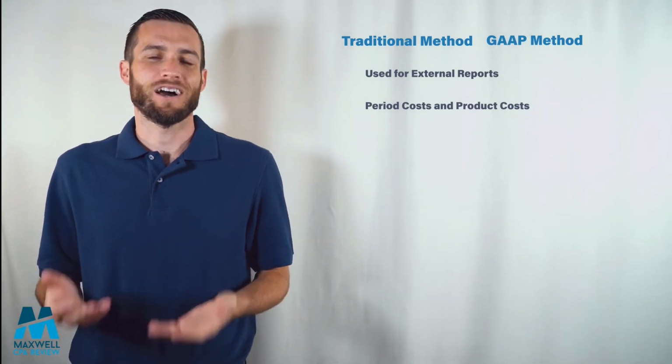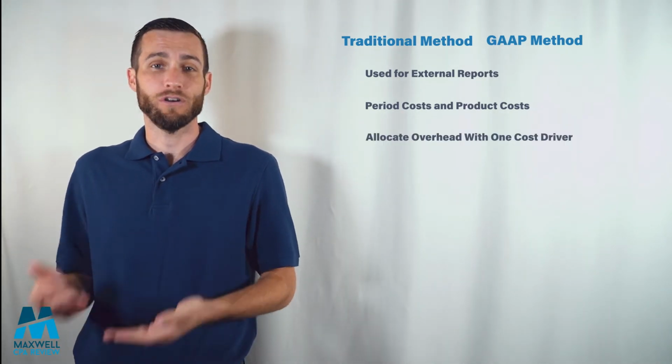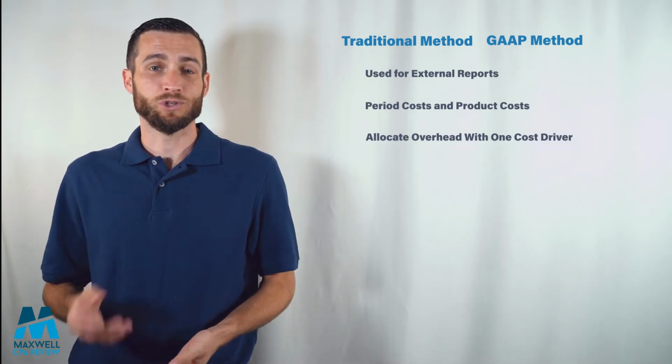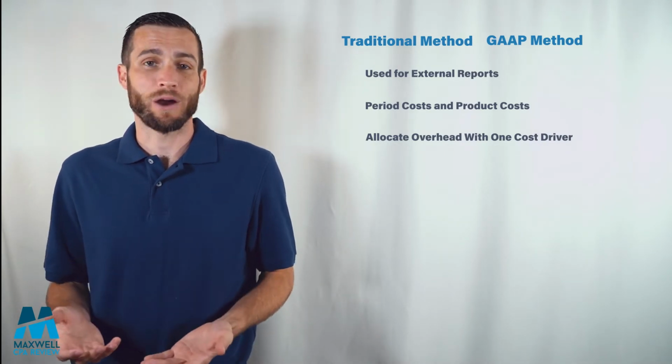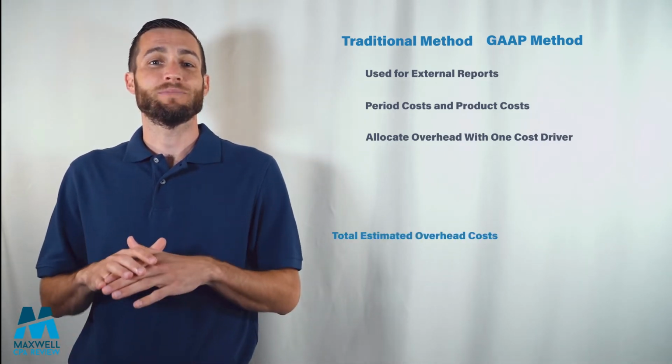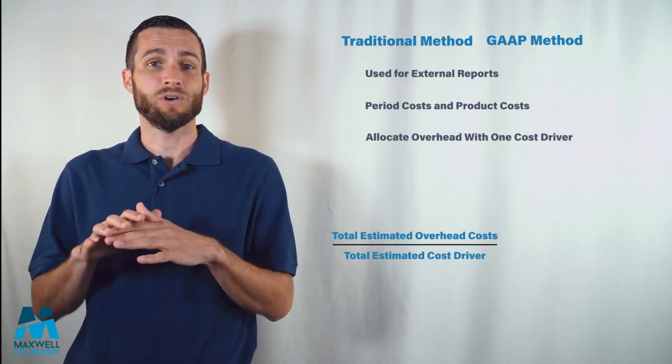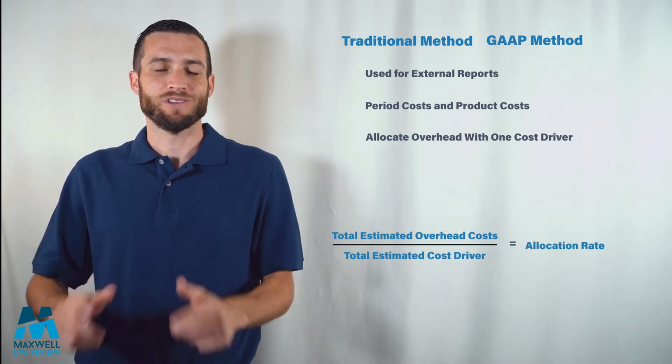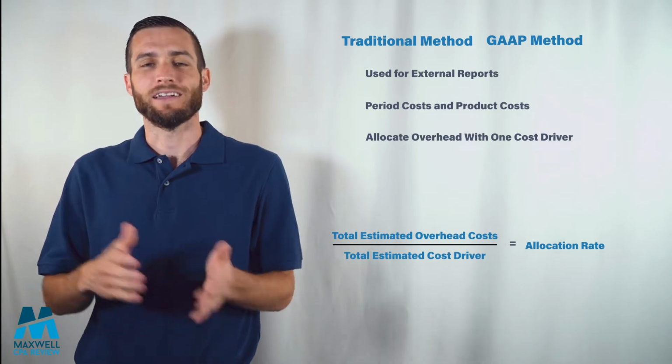And traditional cost accounting also affects how we allocate overhead. So if you remember, we choose one cost driver, like direct labor hours. Then we do our total estimated overhead cost divided by our total estimated cost driver. So then every time we have a direct labor hour, we allocate overhead.